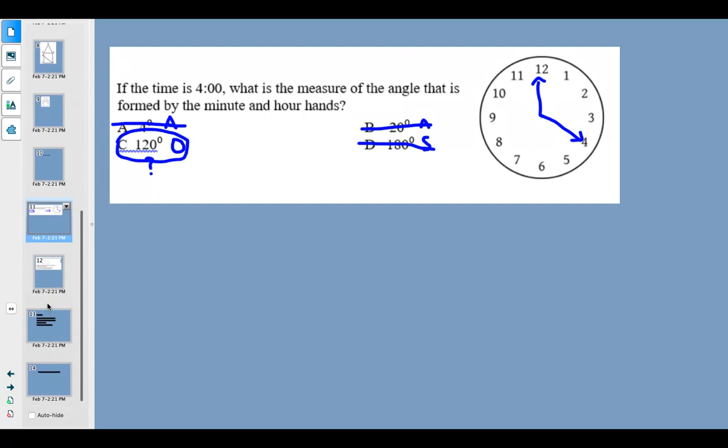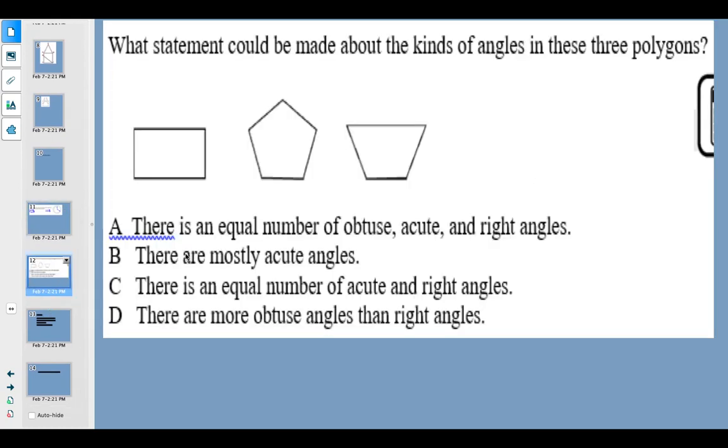the correct answer. We are only going to look at one more question, and the question says, what statement could be made about the kinds of angles in these 3 polygons? When you first look at this, you're like, oh my goodness, I don't know. There are so many different angles. All we have to do is label the angles, and then the question becomes way easier.